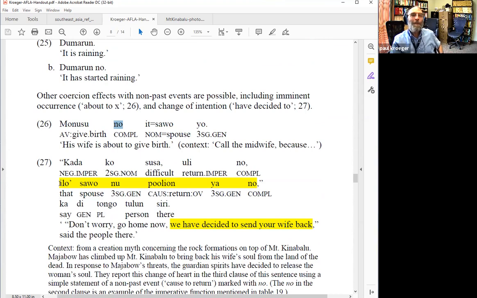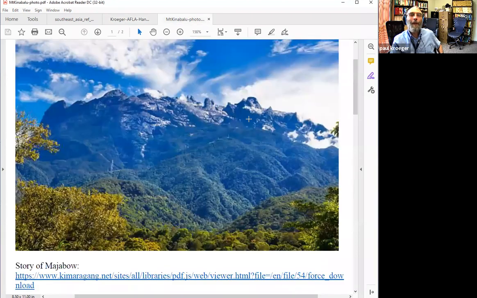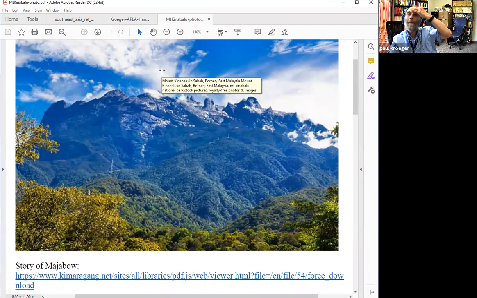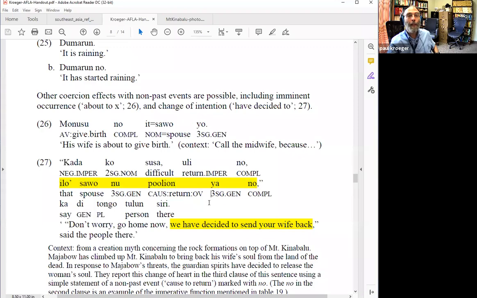Here's a line illustrating the newly changed intention. I've decided to do X. This comes from a creation myth about the rock formations on the top of Mount Kinabalu. The story is that a man named Majabo climbs up the mountain to bring back the soul of his dead wife. And he takes his bush knife and starts chopping on the rocks and threatening the guardian spirits until they finally agree. They have a change of heart. And this example is where they express that change of heart.